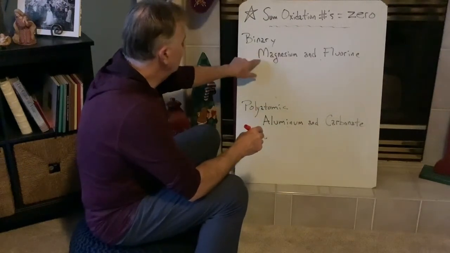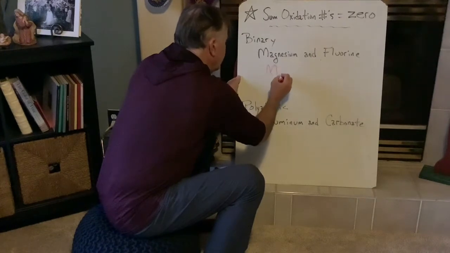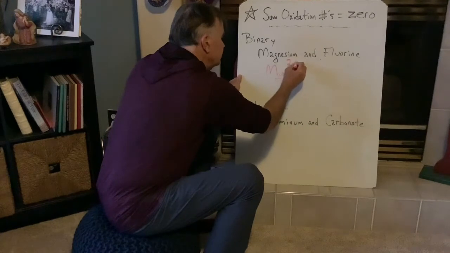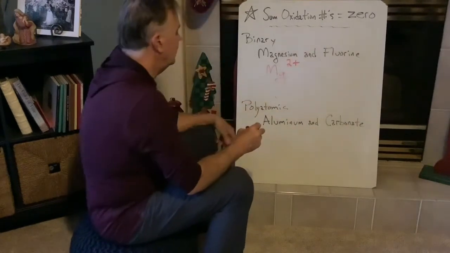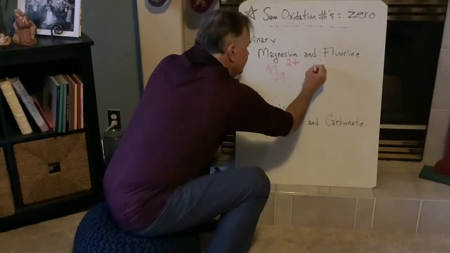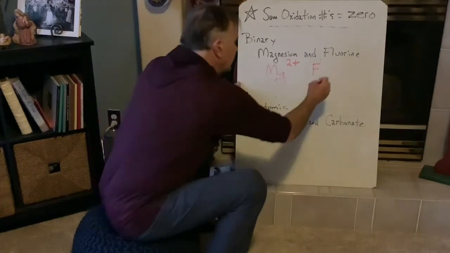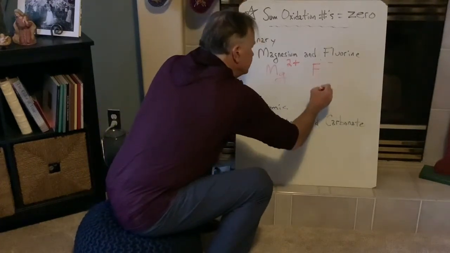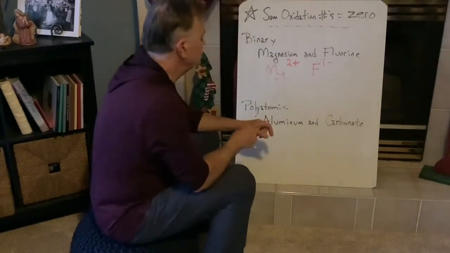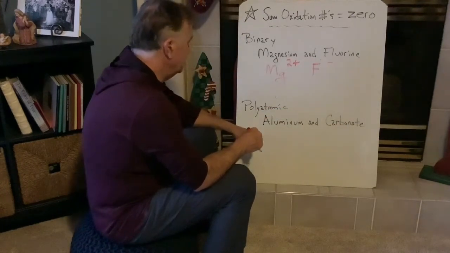So if you look up magnesium, magnesium is Mg for formula, and it's a 2 plus charge, because it loses 2 electrons. Fluorine, its symbol is F, and it tends to gain 1 electron, so it's a minus charge, or you can say 1 minus. You don't have to put the 1 there. Sometimes people do, sometimes they don't. If there's no 1 there, it's just assumed to be 1.